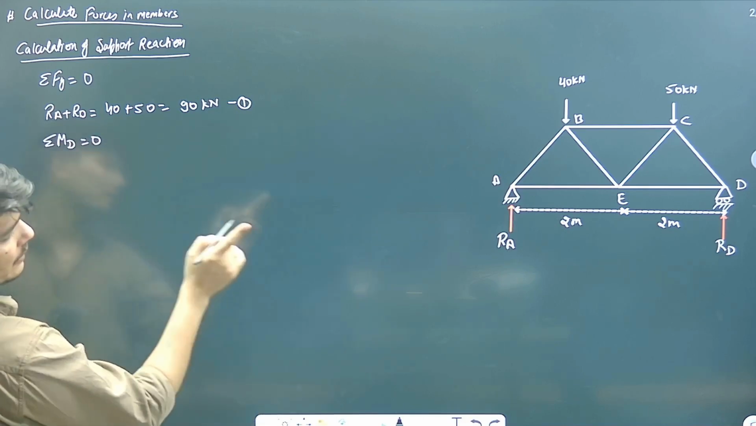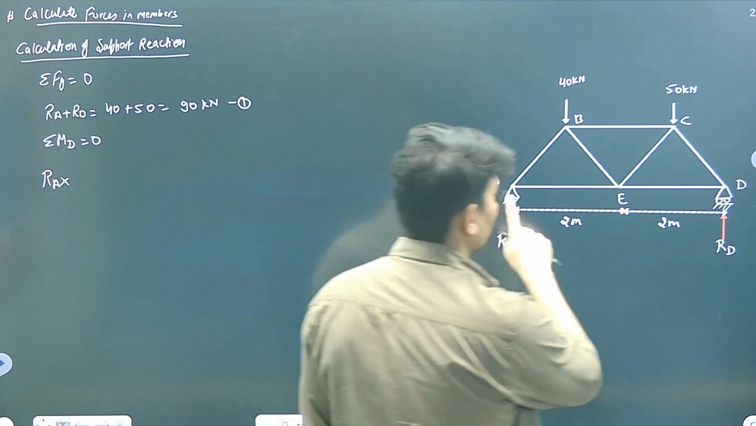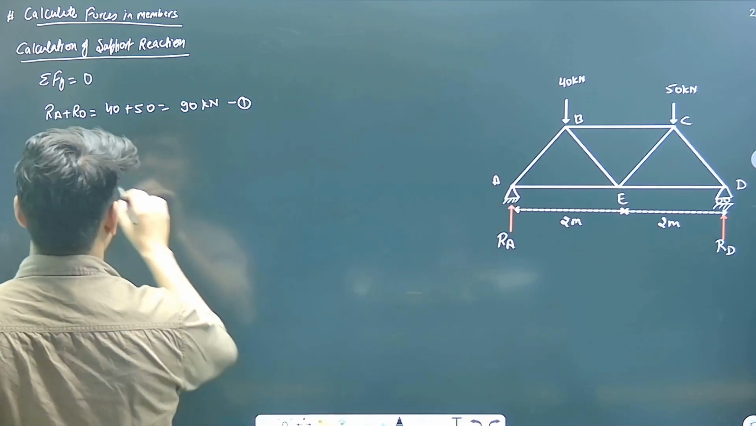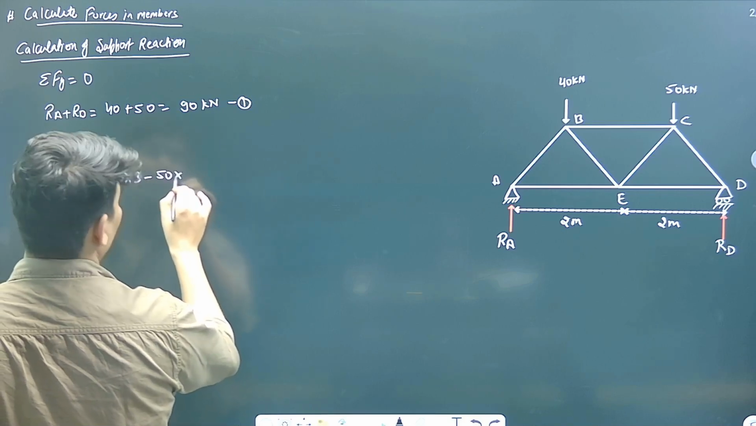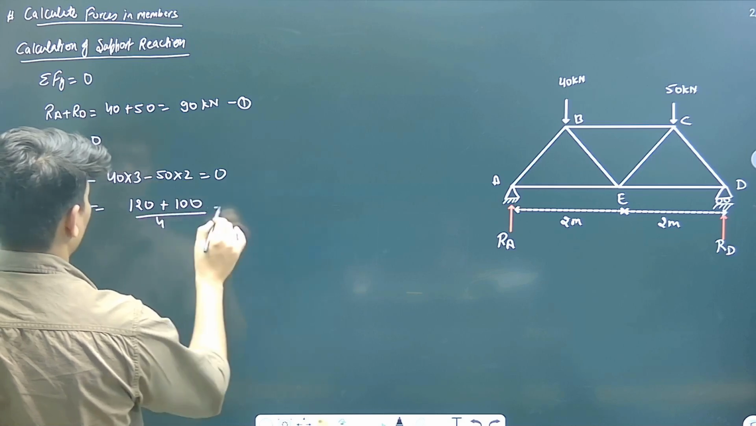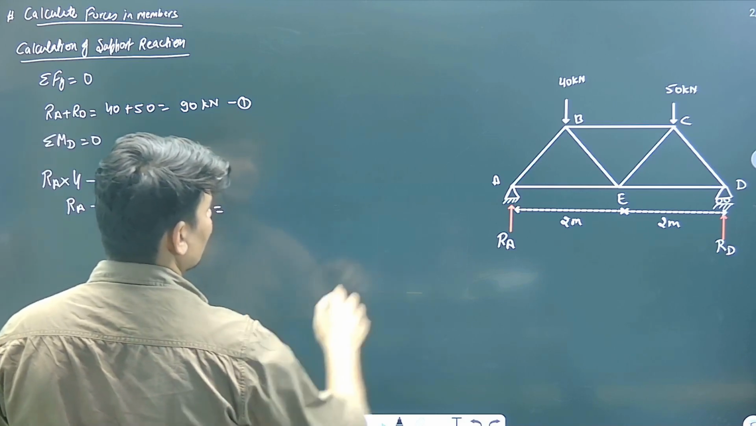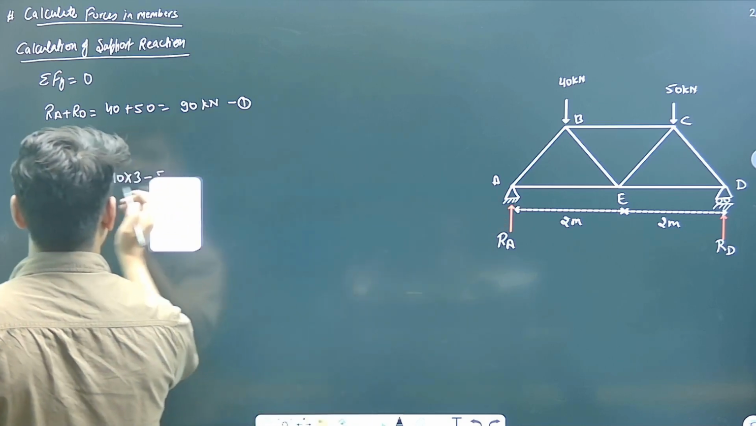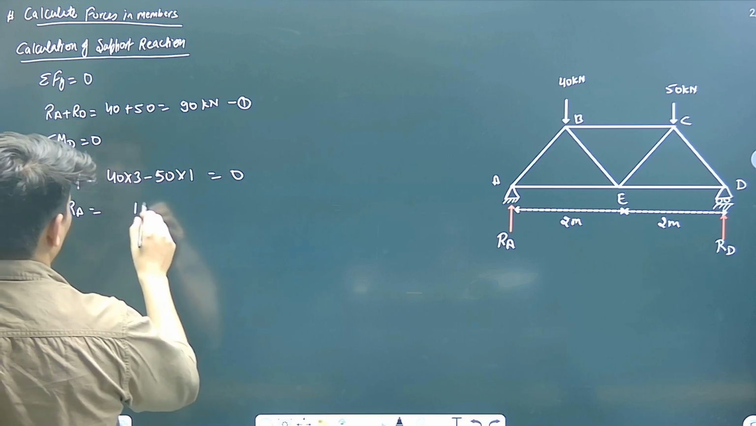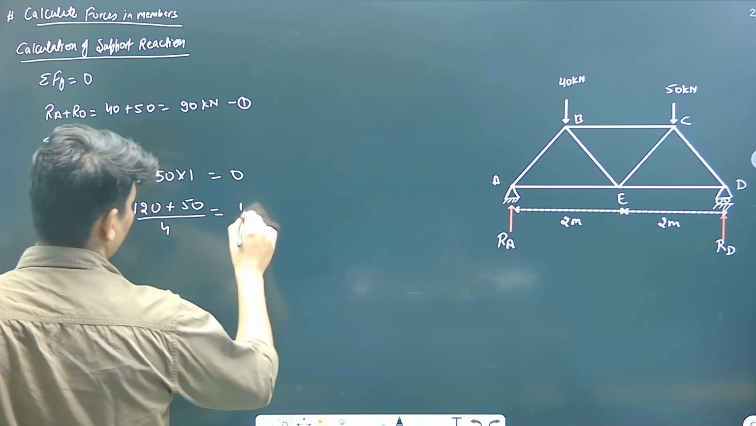So now taking the moment at point C, how many forces are there? RA, the support reaction. How much distance is it away? So RA into 4, minus, for the loads, 40 into 3, minus 50 into 1, must be 0. Solve this. RA will be equal to 120 plus 50 by 4, which is 42.5 kilonewton.